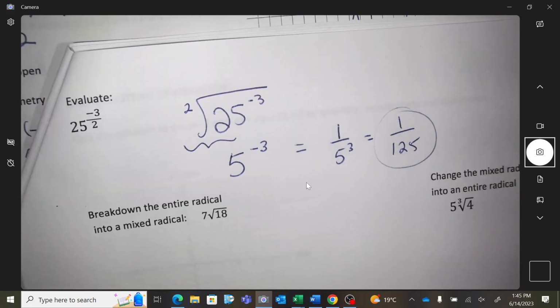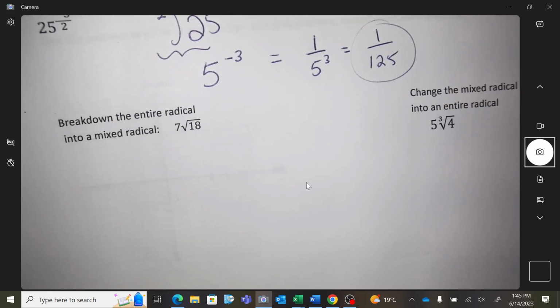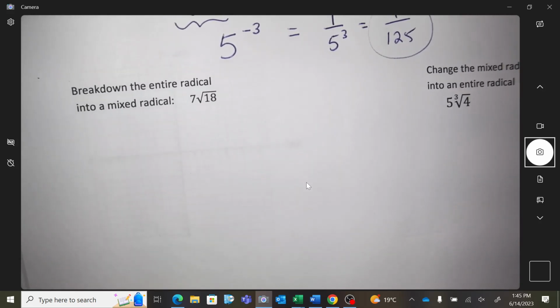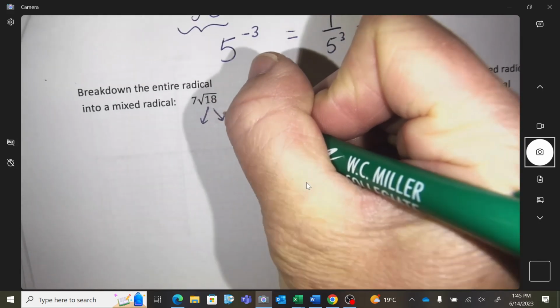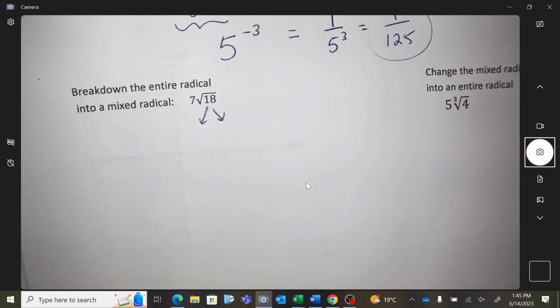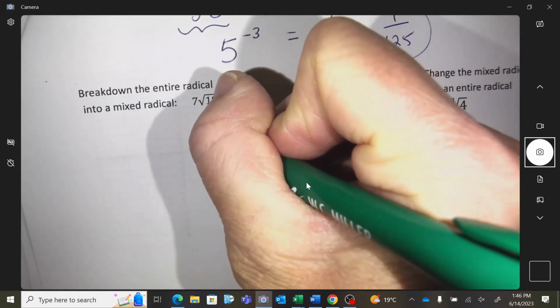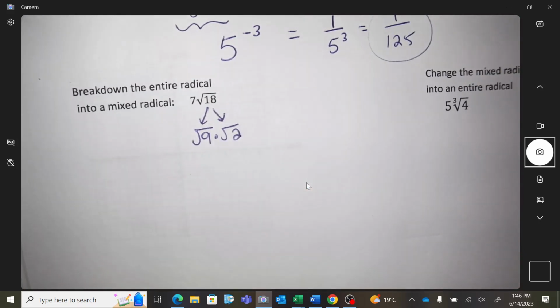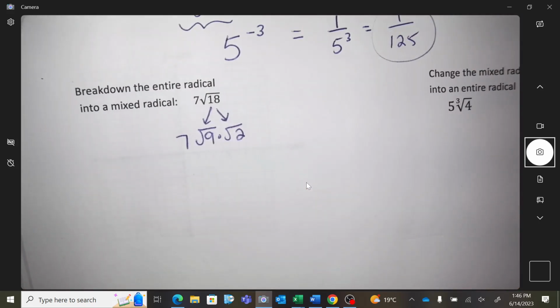All right, two more questions today, and I will let you go. What is a mixed radical? So, the square root of 18, I'm going to break it down. What magic number is 18 divisible by? Call it a magic number. 9? 9 times what? 9 times 2. So I'm going to change it to the square root of 9 and the square root of 2. Does that make sense? It's still the square root of 18, right? Okay, we just have a 7 in front, so I'm going to keep it there for the ride.